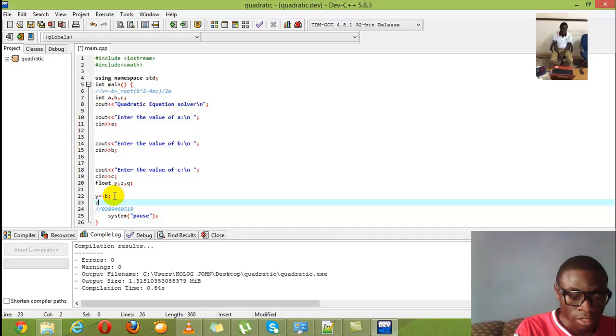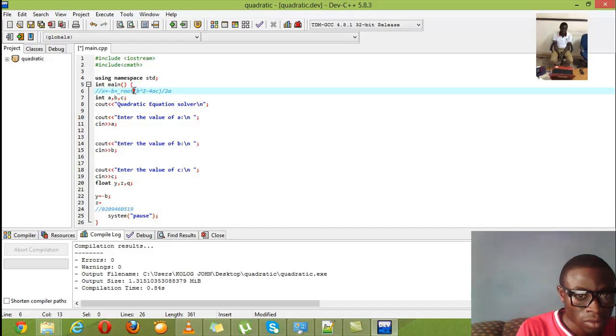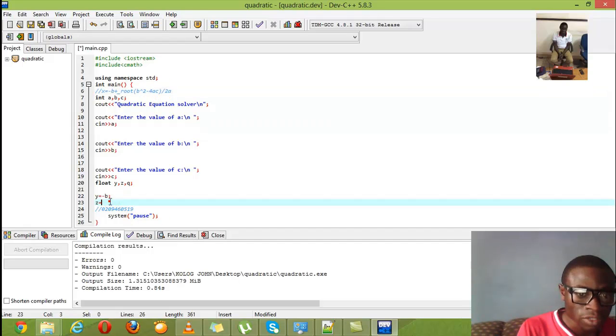Then z will hold the root of b square minus 4ac. Is that okay? So square root, in C++, square root is abbreviated as sqrt. That will work out for us.